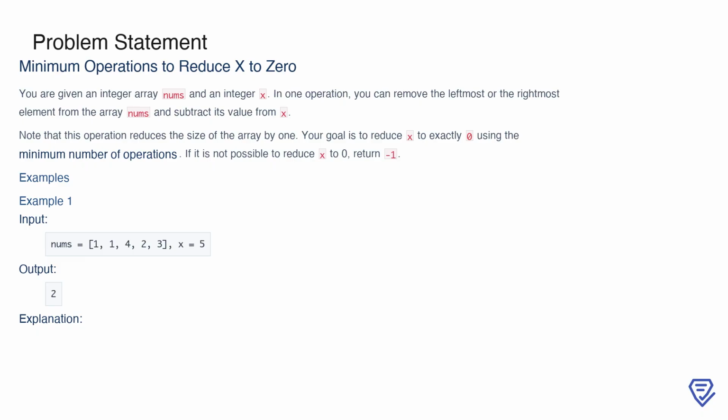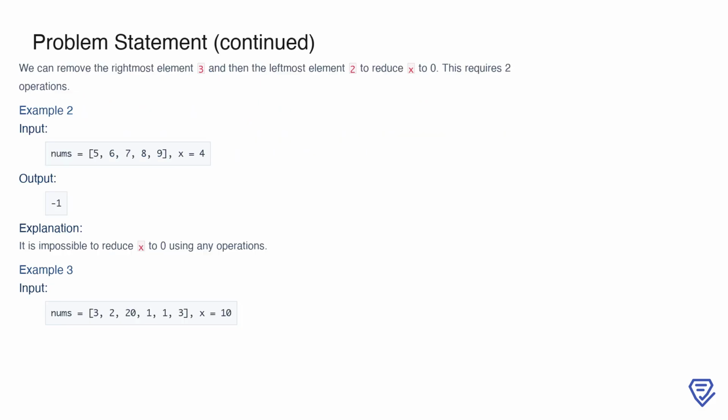For the first example, the input is nums equals 1, 1, 4, 2, 3, and x equals 5. The output here is 2, and we'll explain why in just a moment. We can remove the rightmost element, which is 3, and subtract it from x, leaving us with x equals 2. Next, we remove the leftmost element, which is 2, and again subtract it from x, reducing it to 0. This process takes a total of 2 operations, so the output is 2.